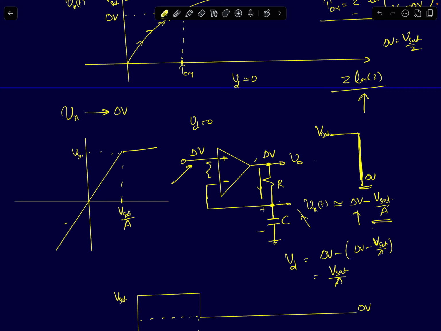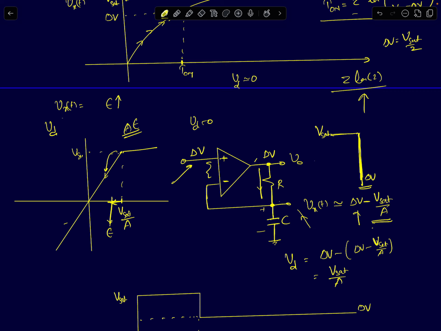if your node voltage Vx of t increases by a factor of epsilon, what will happen to your differential input? It will decrease by a factor of epsilon. On the x-axis, if you move by epsilon units, on the y-axis you will move down. From this point, you will move down by A times epsilon, right? Because it's a very high gain region.